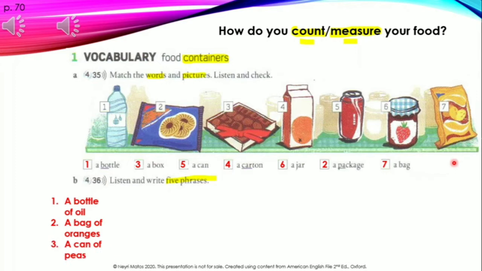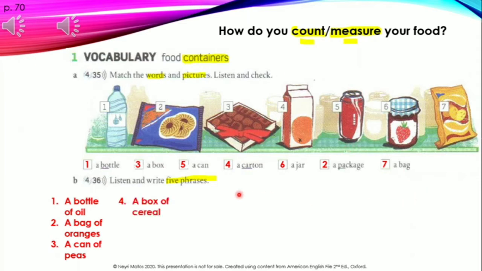For number 3, we have a can of peas, right? So I don't know if you remember peas. If you don't, go to your vocabulary, right? But we can use can for many things, right? We have can here in number 5, right? We can also use can for liquids.